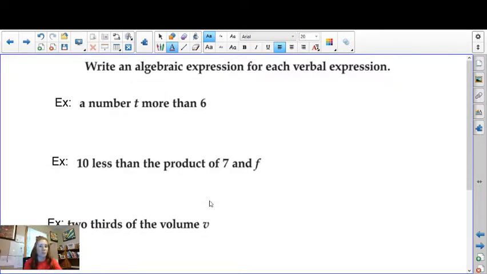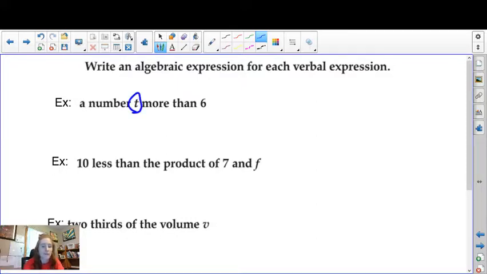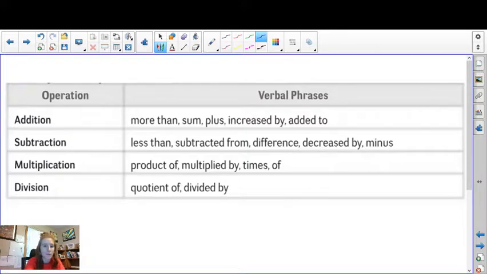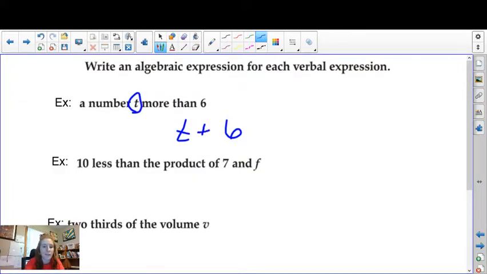So we're going to write an algebraic expression for each verbal expression. These ones are a little bit harder. A number t more than 6. I don't know what my number is, it's some kind of number, so I'm going to use a variable t. And I'm going to use the number 6. And the phrase more than is right there, so I'm going to add them together. So it's t plus 6.